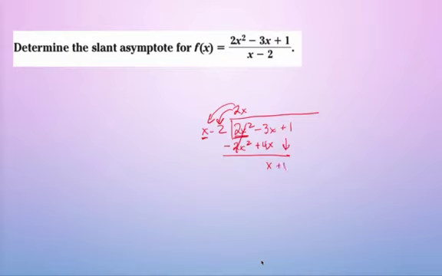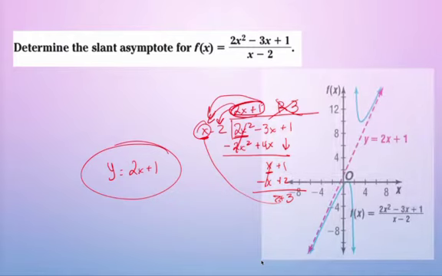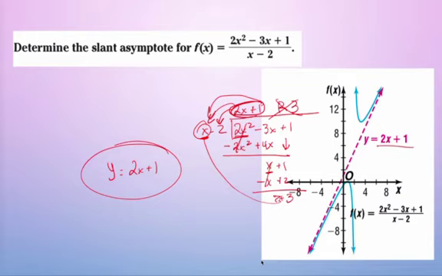Bring down your 1. What do you have to multiply x by to get x? That's just 1. Distribute that. That's going to be x minus 2. Switch your signs. The x's cancel out. That's going to be 3. Your remainder is 3 because x does not go into 3, but we don't care about the remainder. Our slant asymptote is the line y equals 2x plus 1. And so here's the line y equals 2x plus 1, and this would be what the graph would look like.